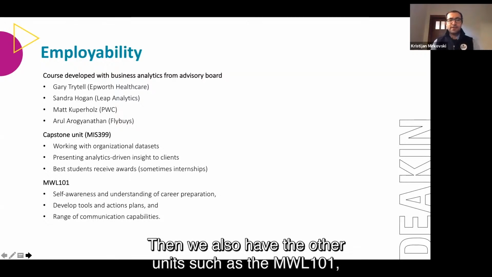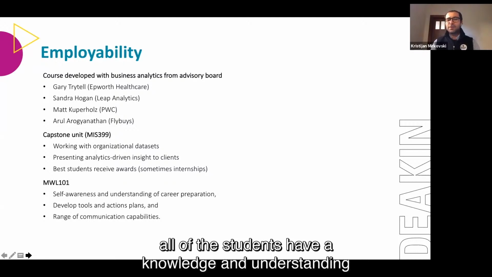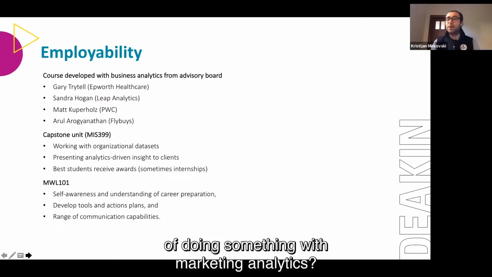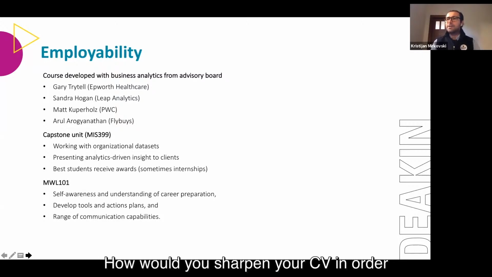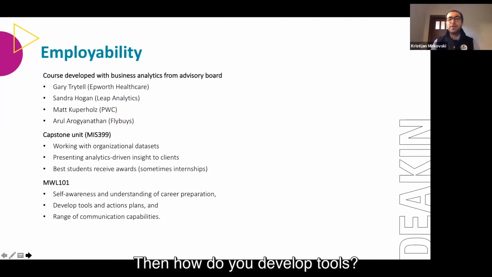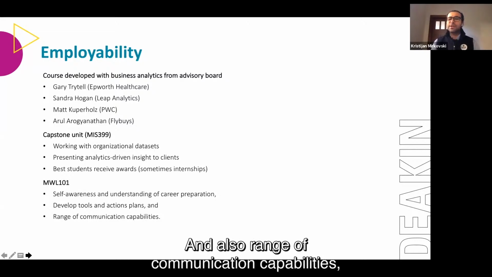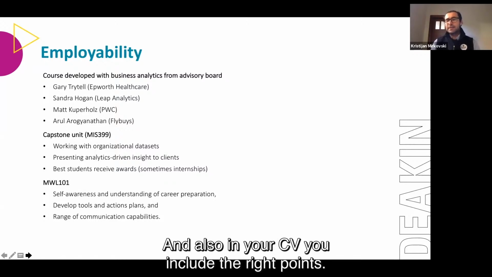Then we also have other units such as the MWL 101, which makes sure that before graduating, all of the students have knowledge and understanding of how they need to prepare if they want to go down the track of doing something with marketing analytics. What are the key things that you need to do there? How would you sharpen your CV in order to sell yourself as someone who knows marketing analytics? Then how do you develop tools, and how do you action your plans for this? And also a range of communication capabilities, because it's very important whenever you go to interviews that you say the right things, and in your CV you include the right points.